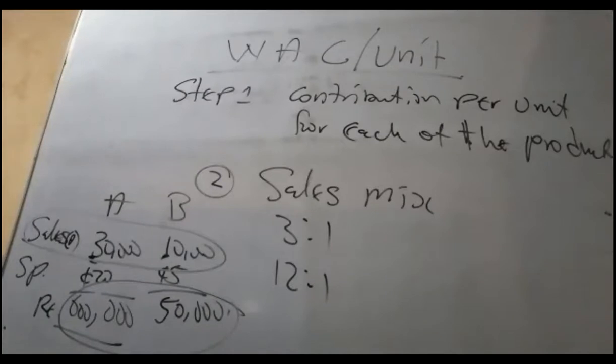How do you get a mix? Get the units of the first one and the second one, divide them, and get the least common factor for them. That is all. So you have the sales mix.